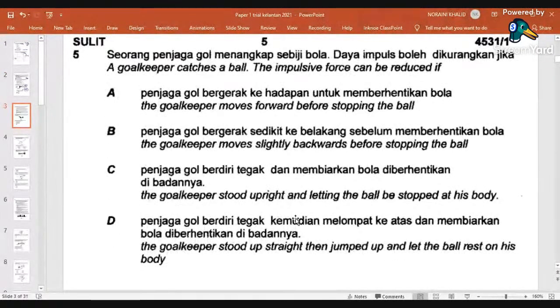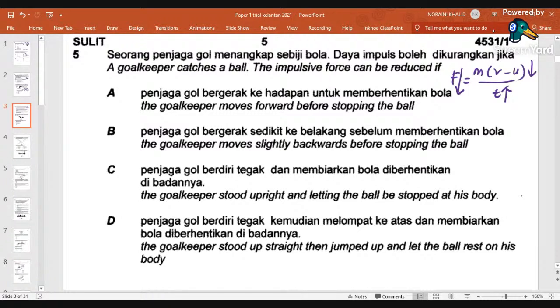Okay, number 5, a goalkeeper catches a ball. The impulsive force can be reduced if. If you got the formula, go and check in the list. F equals m(v minus u) divided by t. So you want to reduce F, you must reduce what? You can reduce the change in momentum, and then you can lengthen the time taken, because relationship here is inversely proportional.